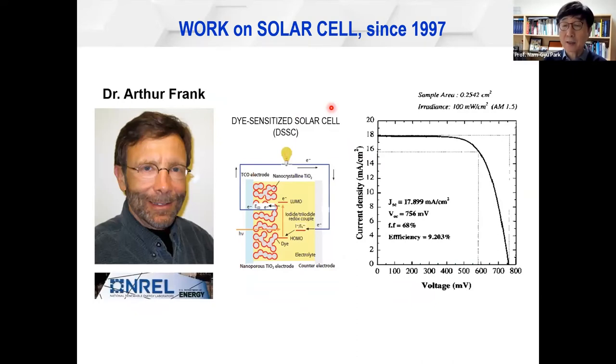I started solar cell research in 1997 with Art Frank at the National Renewable Energy Lab. At that time, I studied the dye-sensitized solar cell, which was invented by Professor Michael Gratzel, EPFL, Switzerland. This specific solar cell includes a liquid type electrolyte. A long time ago, I got 9.2%, which was actually the second world best efficiency.